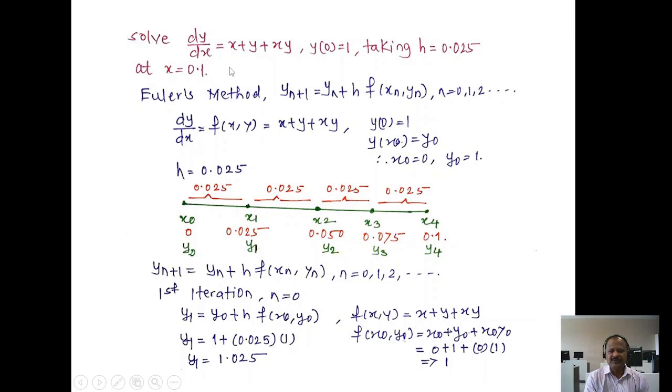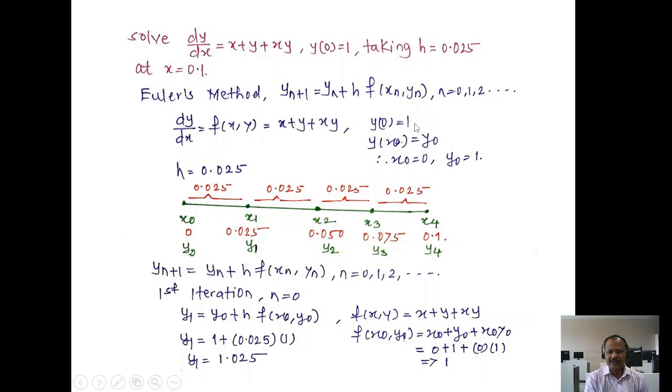Now step number 1, we have to write what is given. So dy by dx is given, so I can write it this way: dy by dx is equal to f of x comma y, which is equal to x plus y plus x into y. Then the initial condition is given: y of 0 is equal to 1. So I can write it in this fashion: y of x0 is equal to y0.